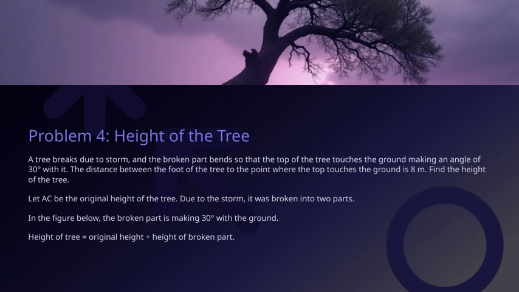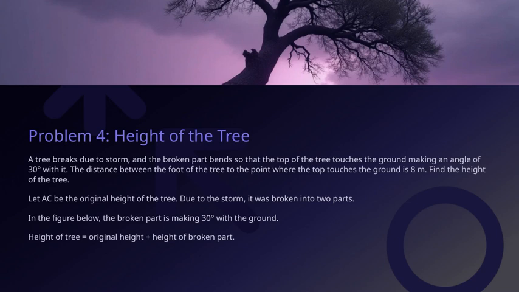So, if we think about it, the broken part of the tree creates a sort of leaning segment, like a triangle with the ground, the tree's original height, and the bent part. Now, the main goal is to find the original height of the tree, which is the sum of the height before it broke, and the height of the broken part that remains attached. In the diagram, we see the broken part forming a 30-degree angle with the ground, and the horizontal distance from the foot of the tree to the point where the top touches the ground is 8 meters.